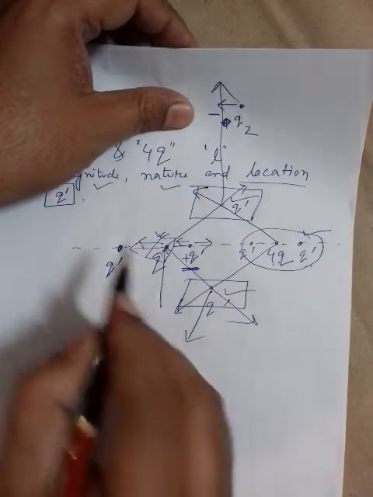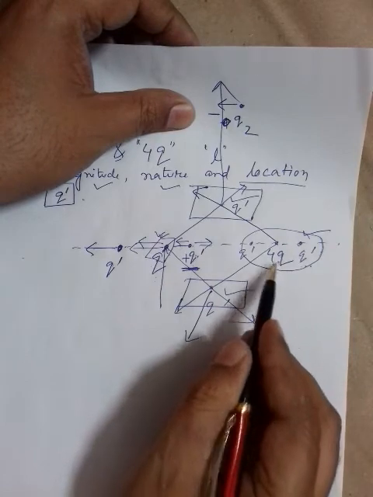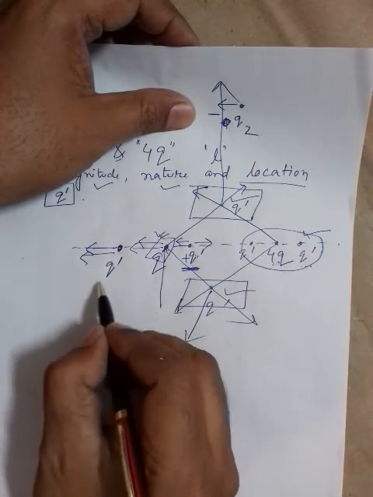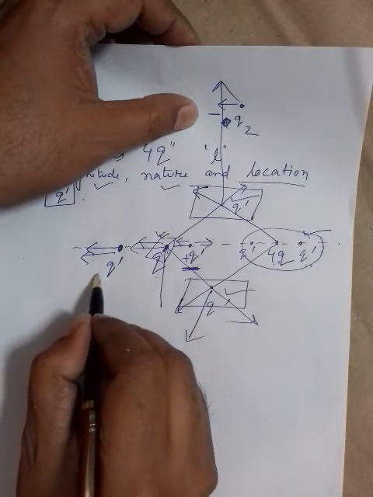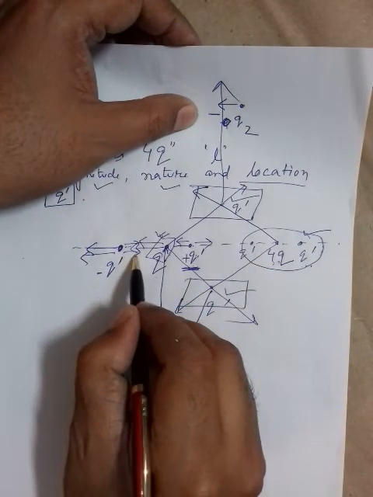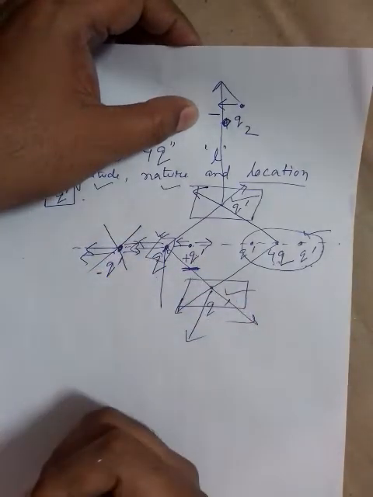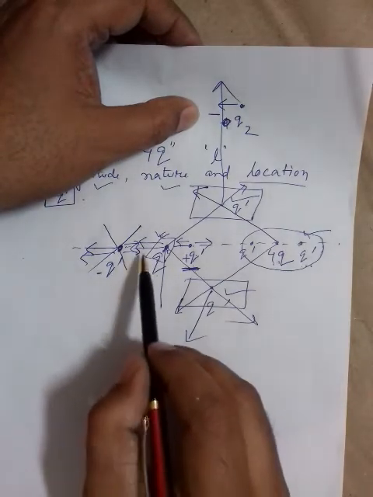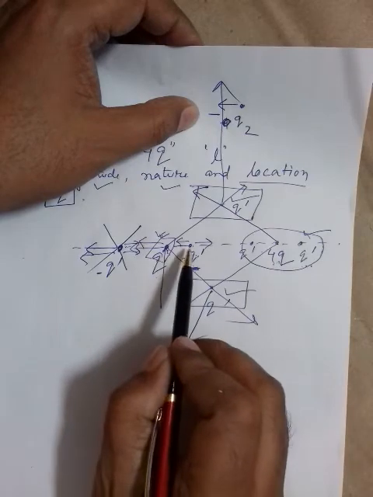This Q dash, because of this Q, is getting a repulsion like this, and because of this 4Q is also getting a repulsion like this. So this Q dash cannot remain in equilibrium here if it is a positive charge. By chance if this is a negative charge, then this Q will attract, this 4Q will also attract. In that case, both forces are on the same side, so then also it cannot remain in equilibrium. So finally, one conclusion: the equilibrium position should be in between the two charges, somewhere closer to small q.